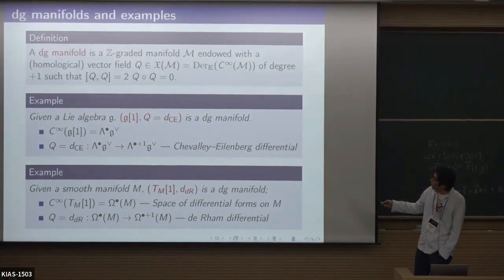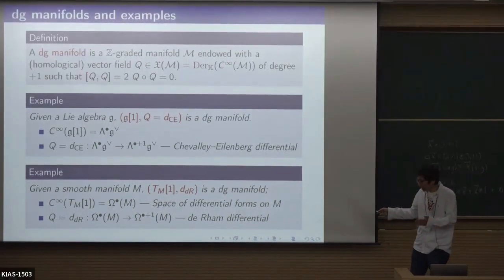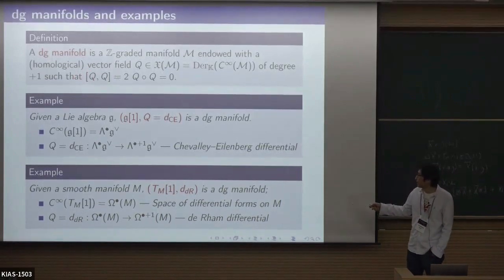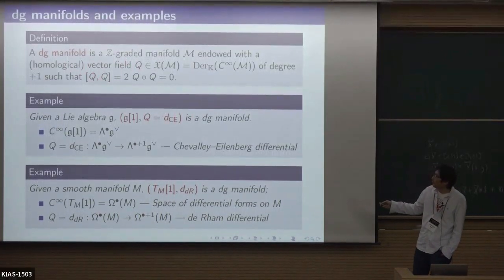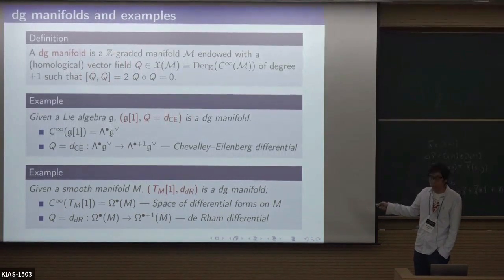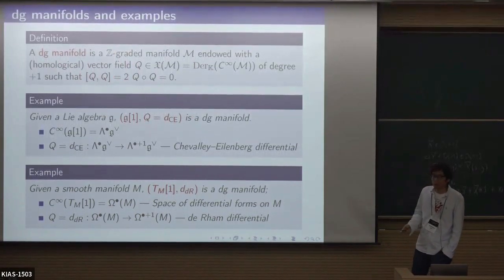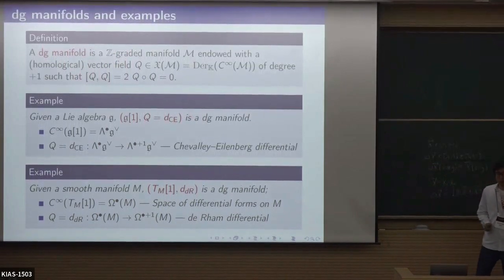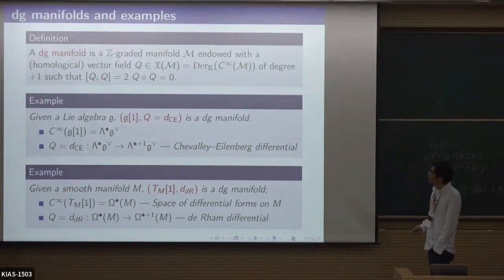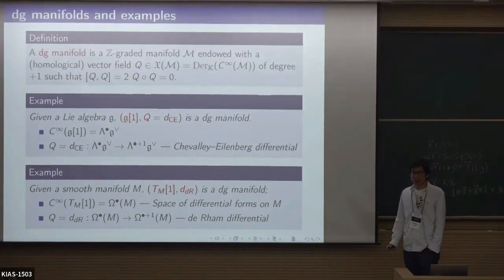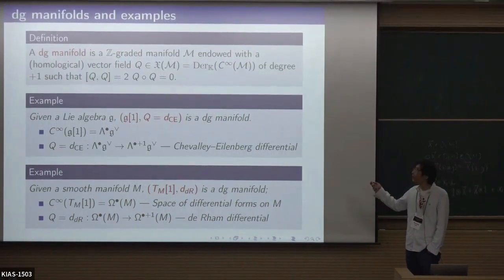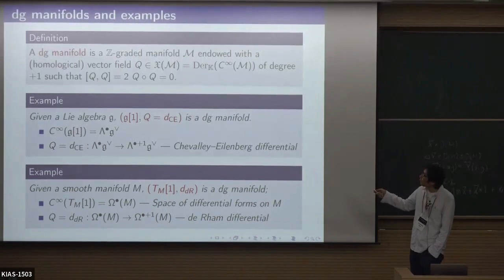And the graded commutator is the Lie bracket here. Because Q has degree 1, the bracket of Q with itself is twice Q squared. And we want this to be 0. That's what is meant by homological. So in a sense, smooth functions with Q becoming a differential graded algebra is an equivalent definition of a DG manifold for a graded manifold.